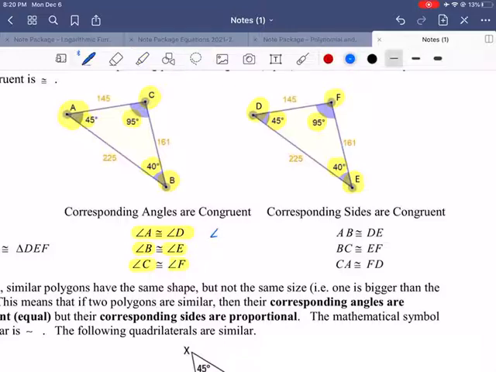What you cannot do is say something like angle A is congruent with angle E, because angle A is 45 degrees and angle E is 40 degrees, so they would not be congruent. The same thing goes with sides. Okay, AC is 145 and DF is 145. So AC, or you could say CA, is congruent with FD. CB is 161 and FE is 161, so BC and EF are congruent.